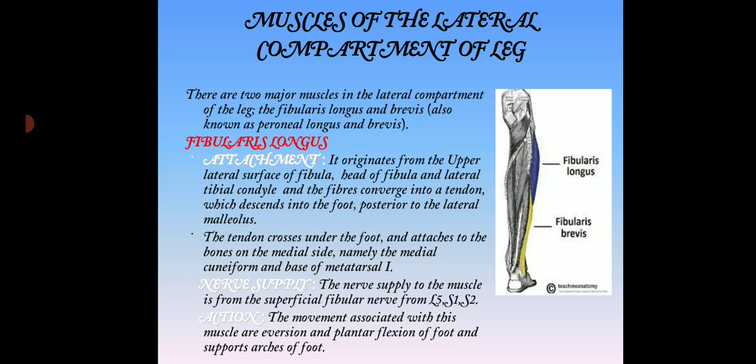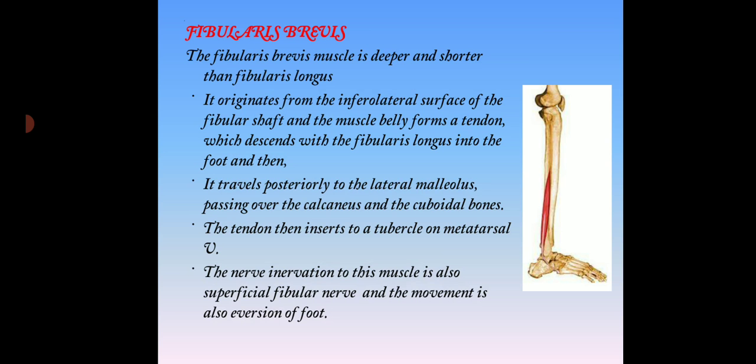Next, we are going to see the nerve supply. The nerve supply to the muscle is from the superficial fibular nerve from the spinal cord segments L5, S1, and S2. Next, the actions. The movements associated with this muscle are eversion and plantar flexion of the foot, and it supports the arches of the foot.